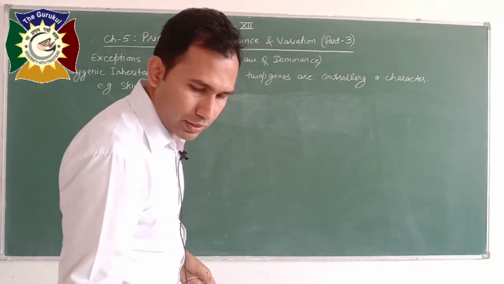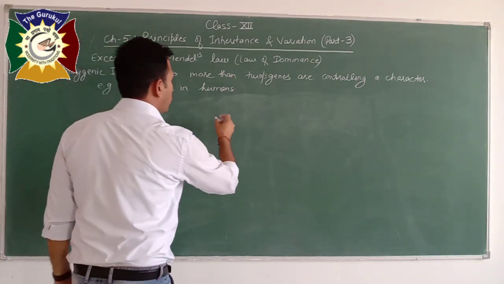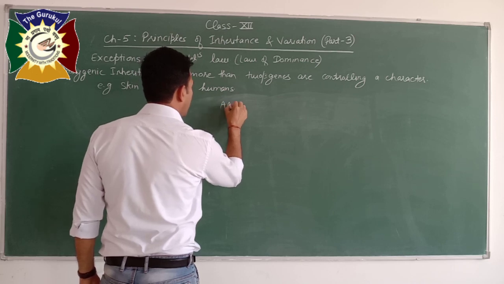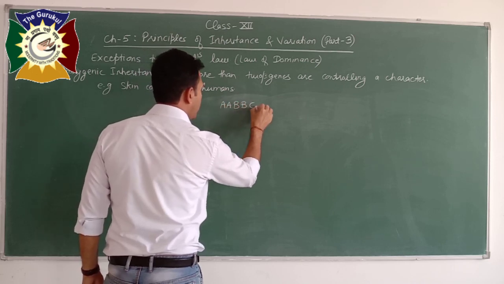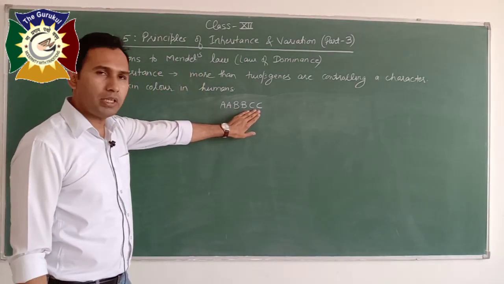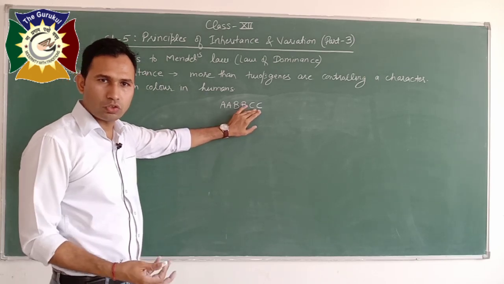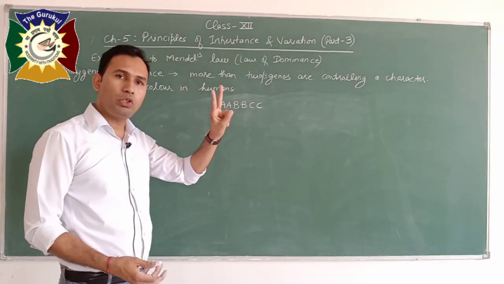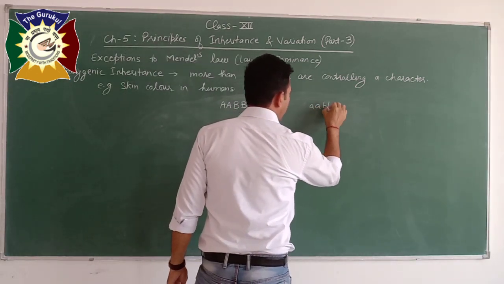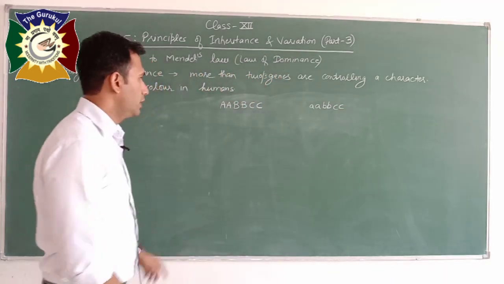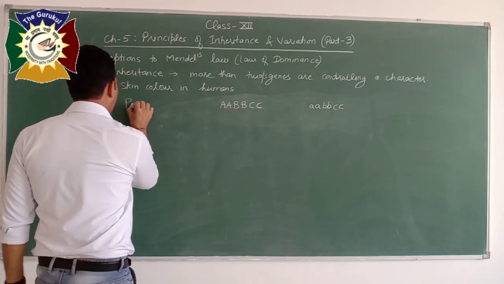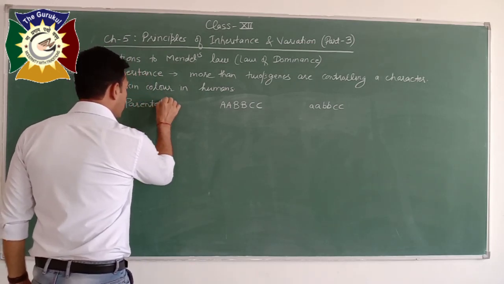So in this we can make a cross where one parent is capital A, capital A, capital B, capital B, capital C, capital C. First of all, why are we writing 2 alleles? Because human is diploid. So for every gene we have to write two alleles. Now another parent is small a a, small b b, small c c. This is dominant one, this is recessive one. So this is the parental genotype.